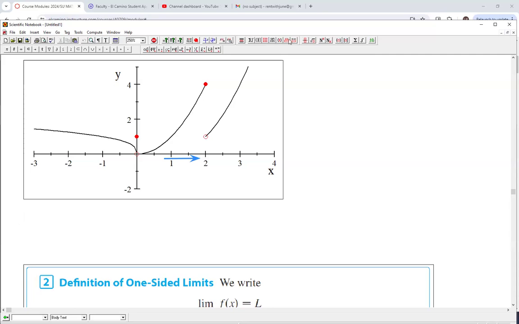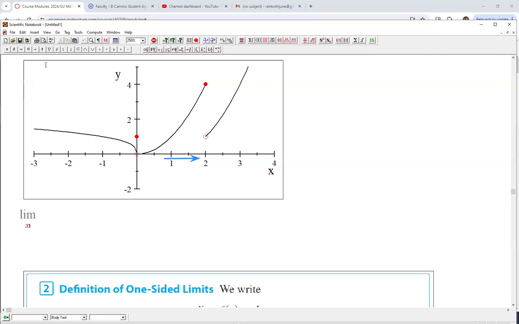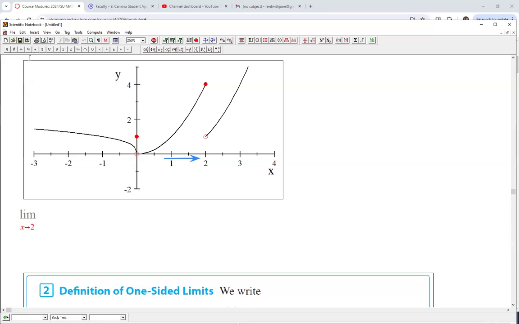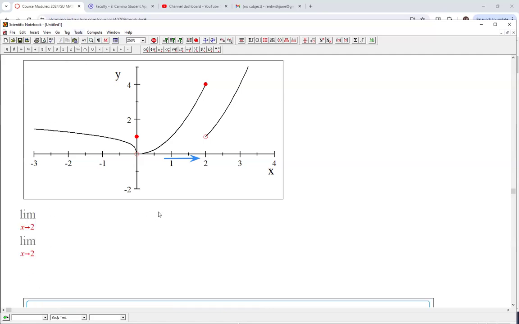So let's write it down. Limit as x approaching 2, but from smaller than 2. Okay, I'm going to make the fonts a bit larger. We're approaching 2 from smaller than 2. How do we make a distinction whether we're approaching 2 from the left or from the right? Here we want to look at the limit from the left or the limit from the right, and so we must have a notation to specify this. Since now we're approaching 2 from smaller than 2, we're going to put a little negative sign on the shoulder of 2.